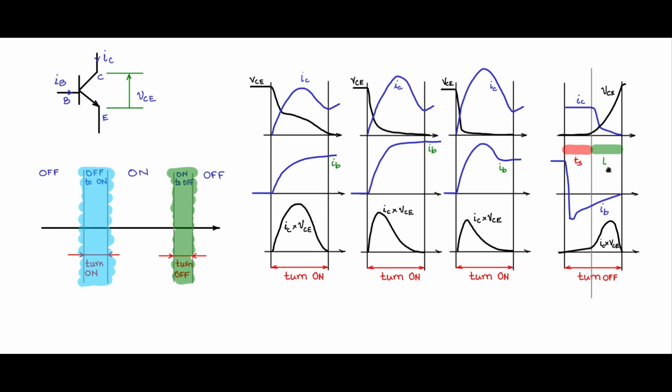Further on, the remaining time is called the TF or fall time, and that is when the current is falling down to 0 and VC is rising to block the forward voltage. That is when the majority of the turn-off switching loss occurs, and we need to keep that to a minimum.